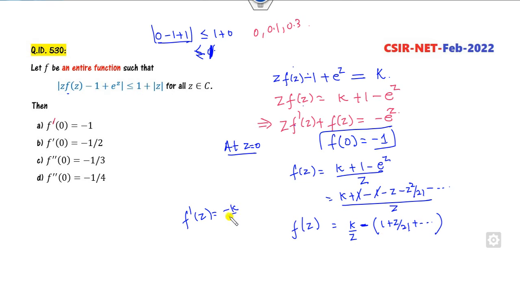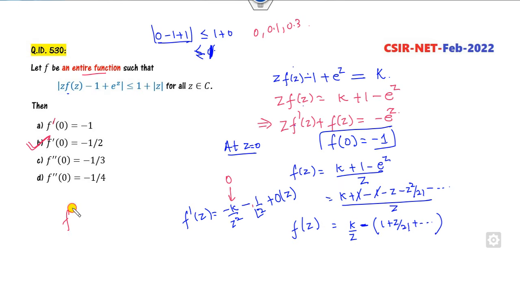So minus k over z square. It will be minus 1 over 2 factorial plus the coefficient of z. Now since it is an entire function, it has a finite value, so k must be 0. Otherwise at infinity it will be 0. So what is that? My coefficient f of 0 is minus half.